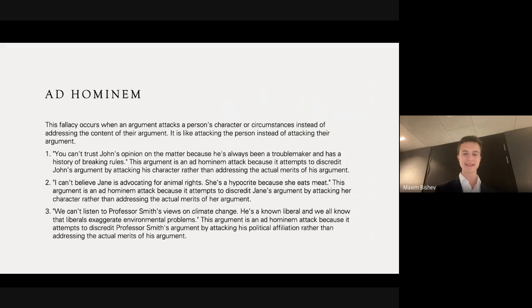So all of these are ad hominem attacks. If anybody cares to suggest another ad hominem attack, that'd be most amusing. Sorry? Yeah, a lot of statements from Trump are indeed ad hominem attacks. That's correct. In fact, a lot of politicians.